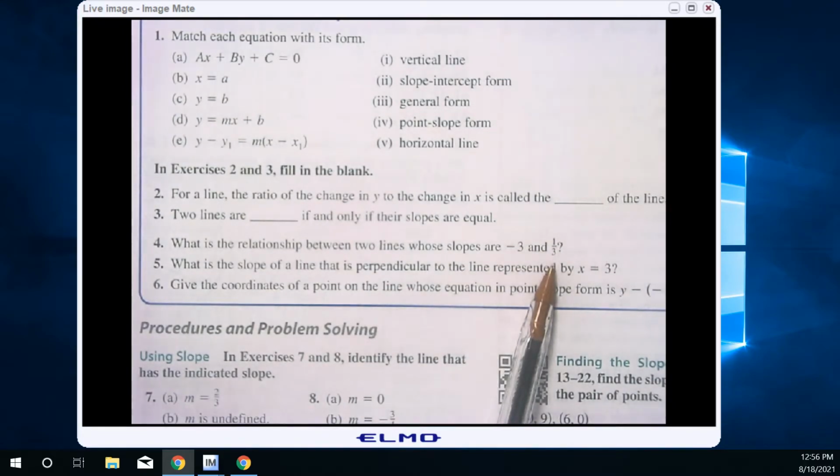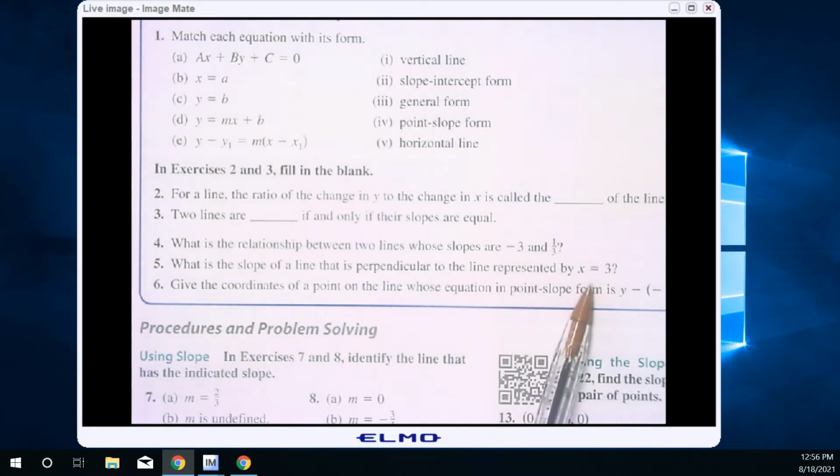Perpendicular. That's what they are looking for. What if they were the same, -3 and -3? Then it would be parallel lines. Good. What is the slope of a line that's perpendicular to the line represented by the equation x equals 3?